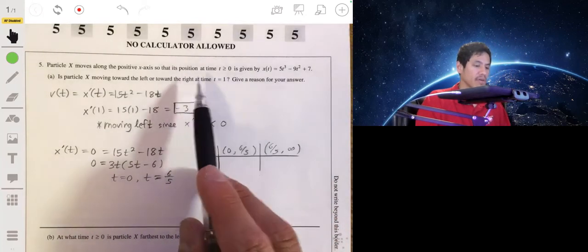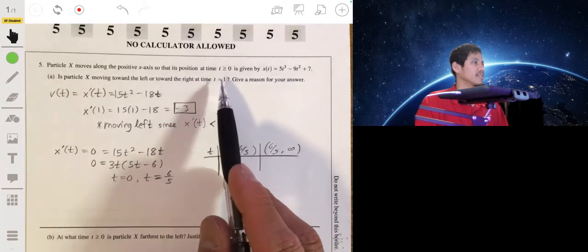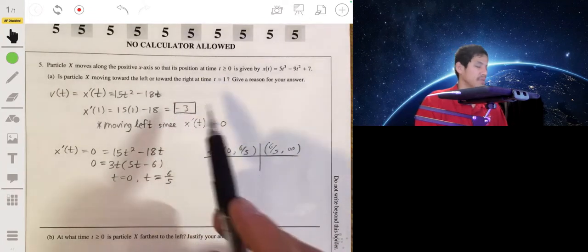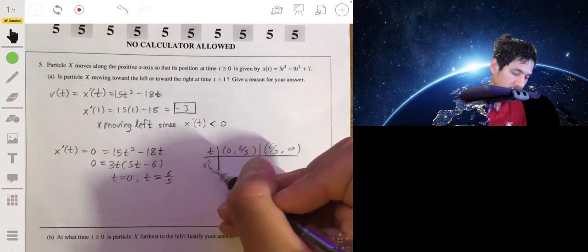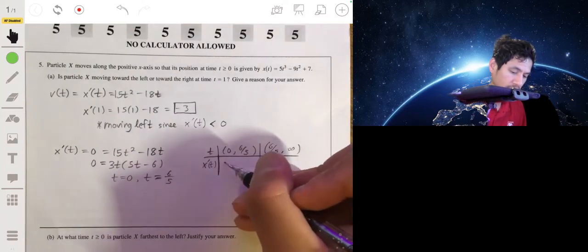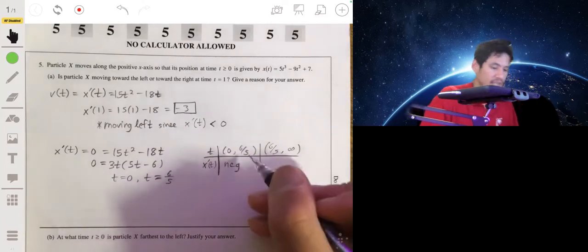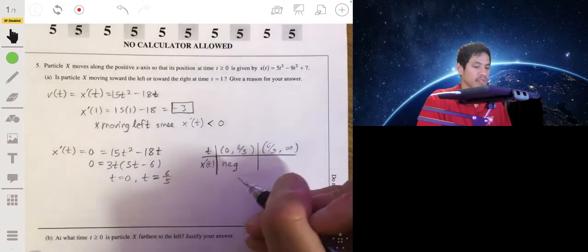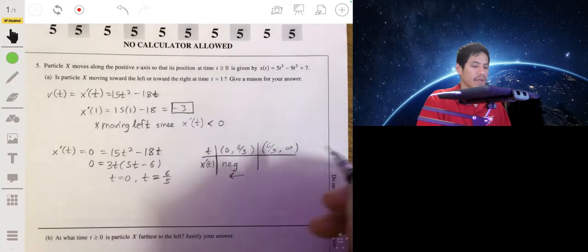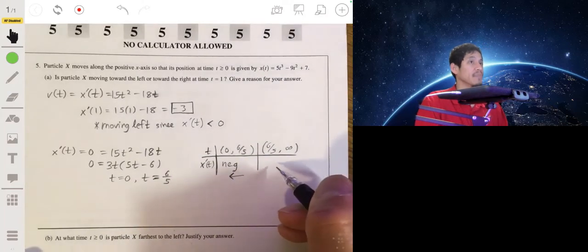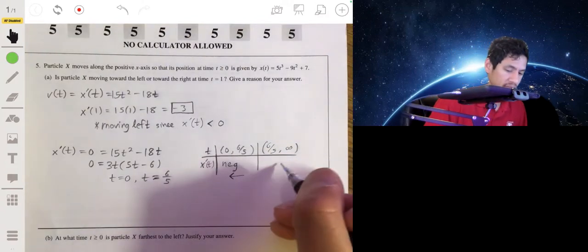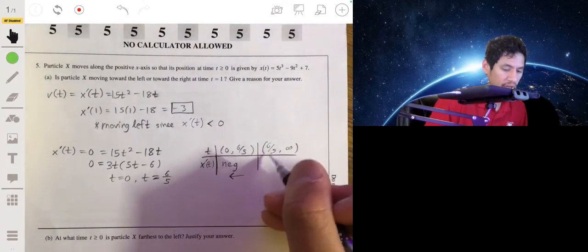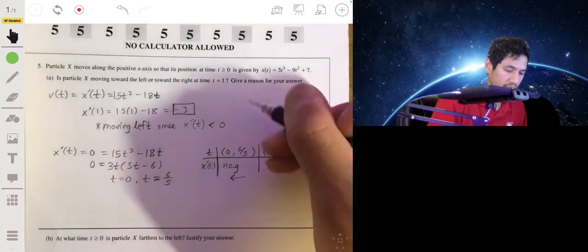Now, we already figured out what's going on at t equals 1 with velocity. We know it's going left. So in here we can write x prime of t is negative because 1 is in this interval. So we know it's moving to the left. Now it's possible it could keep moving to the left after 6/5, but let's just double check. So we're going to just evaluate this for some number. We'll evaluate it for t equals 2.